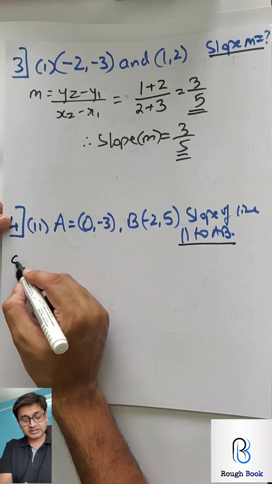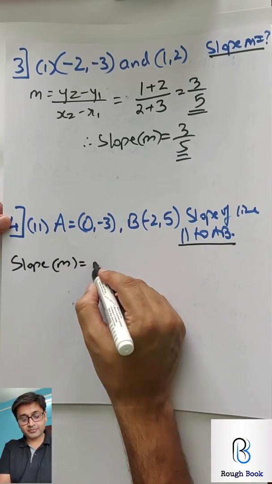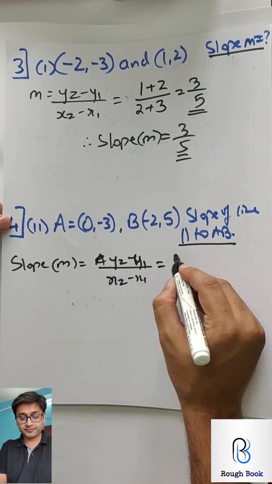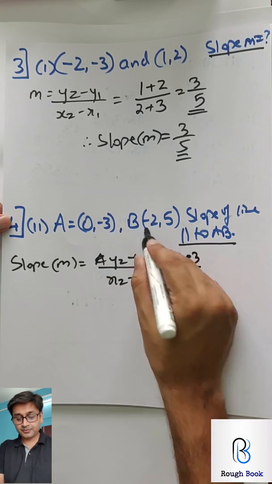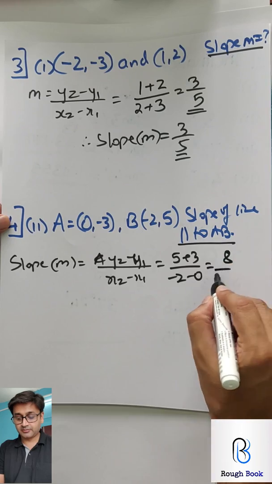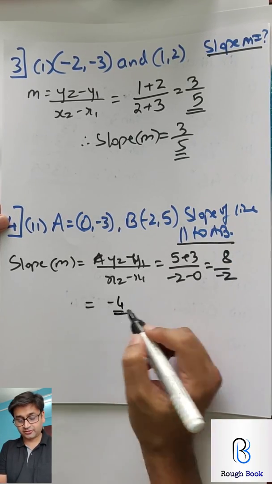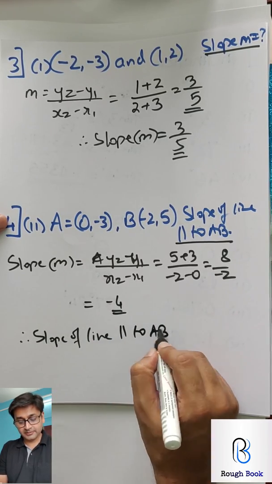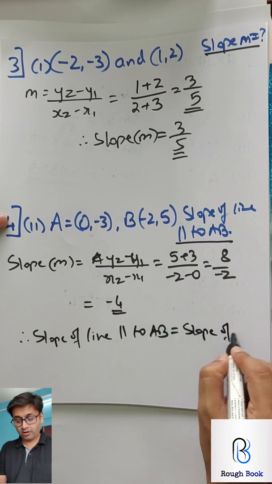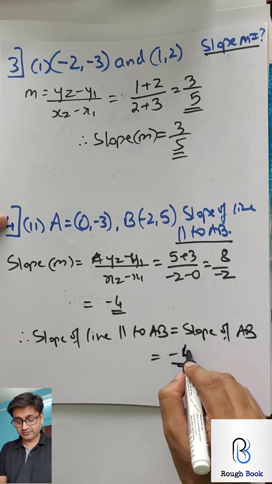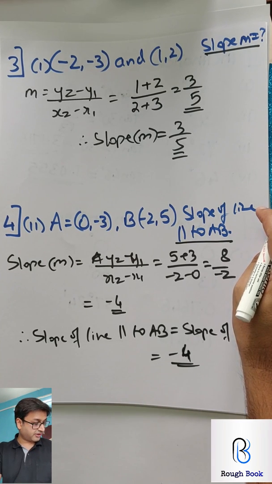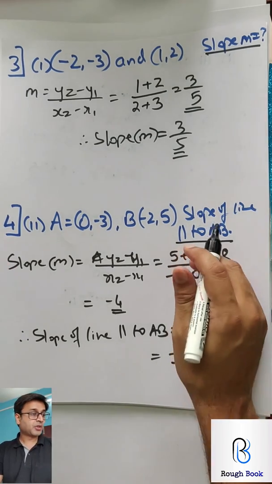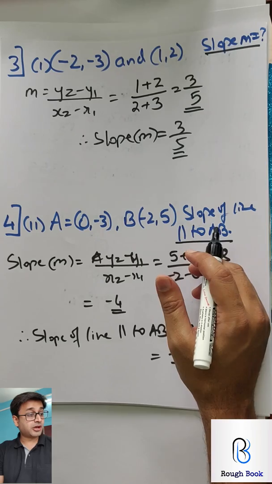So let's find it. First, slope of AB, that is m, equals y2 minus y1 upon x2 minus x1. So I'll have 5 plus 3 upon minus 2 minus 0. So 8 by minus 2. My answer is minus 4. Therefore the slope of the line parallel to AB is equal to the slope of AB, which is minus 4. Do you understand this? Let's check and verify if we are correct. 14b sum number 4, the answer is minus 4. Absolutely correct.